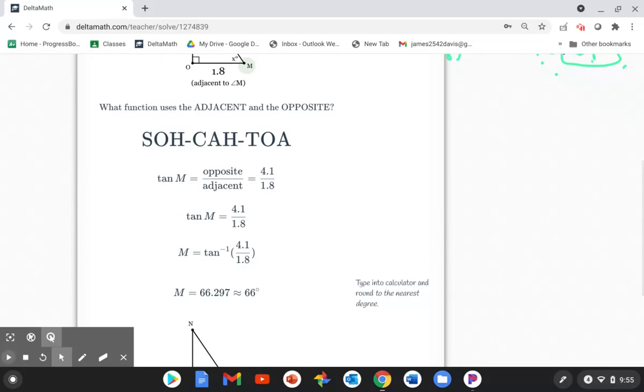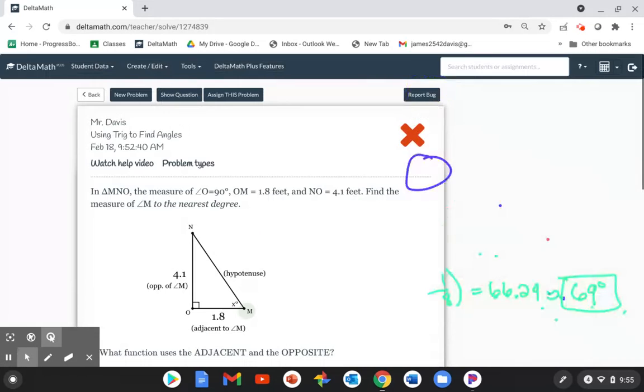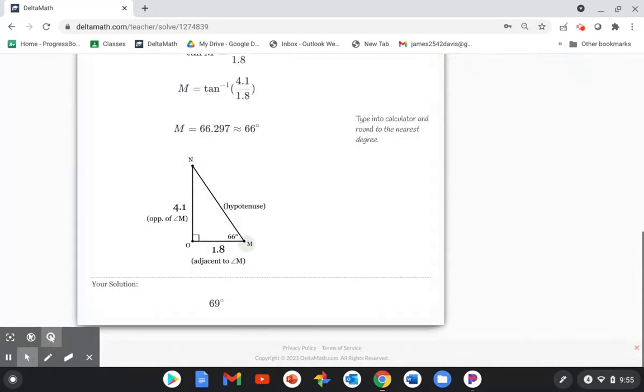Oops, sorry about that. I actually have 66. I don't know why I said 69 on my calculator. Yeah, apparently 66.2 rounds to 69. Whoops. That should be 66. Sorry. Does not round up 3 degrees. I don't know why I was thinking that. All right, 66 degrees. Let's go ahead and try the next one.